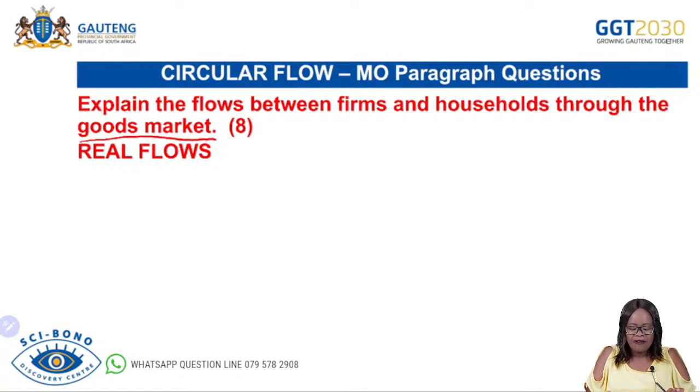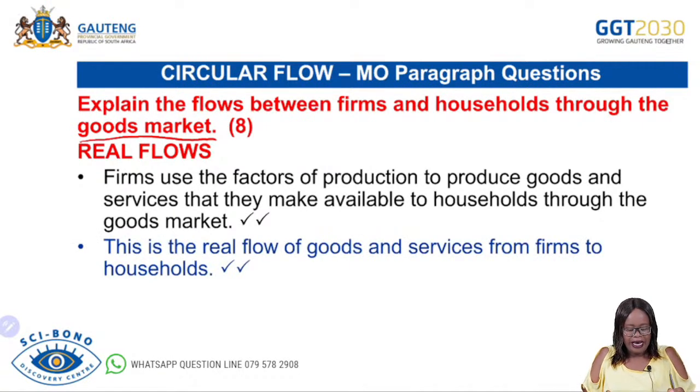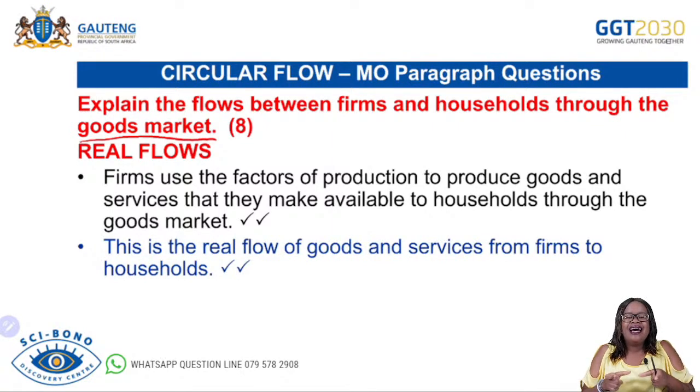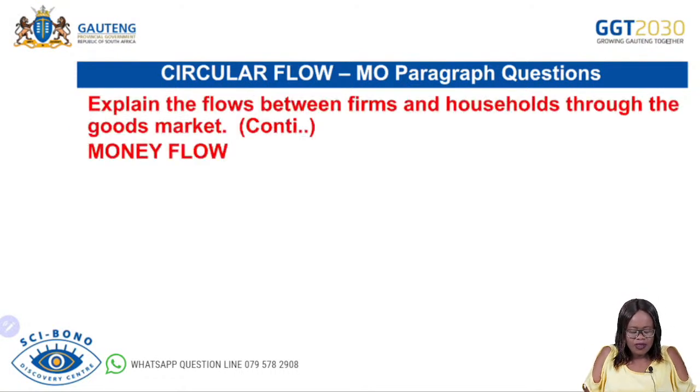Now, looking at the real flows for this particular question, we say that firms use the factors of production to produce goods and services that they make available to who? To the consumers, or rather the households, through the product market or the goods market. Now, this is the real flow of goods and services that is going to flow from who? From firms to households. Because in this case, the households are going to be buying the goods and services from who? From the firms. Right. And then now we move to the next question.